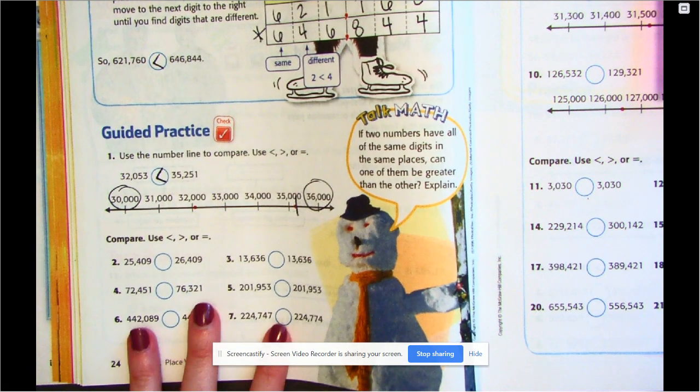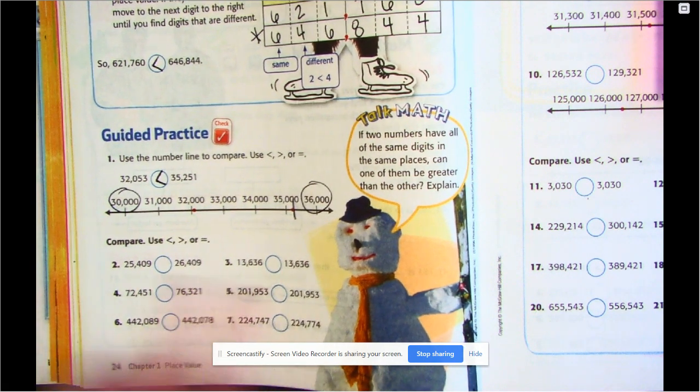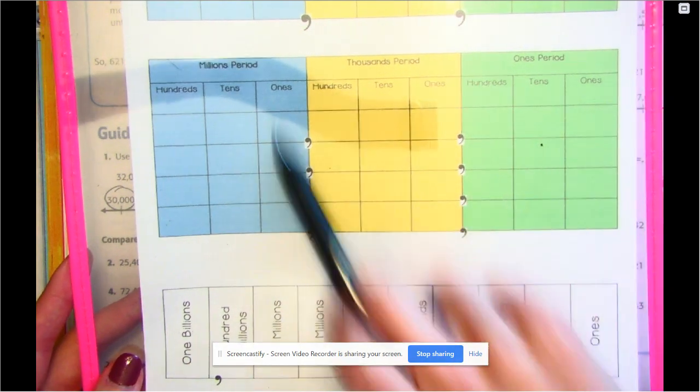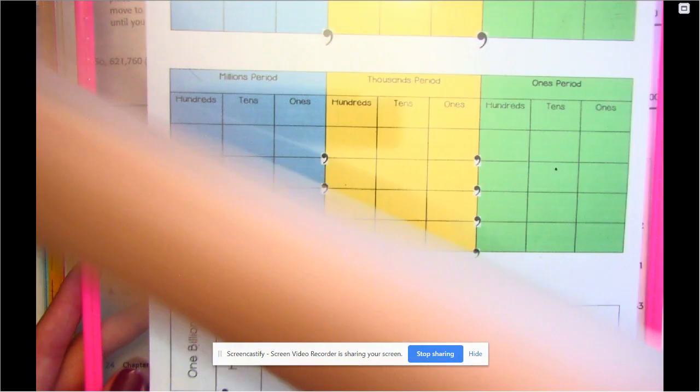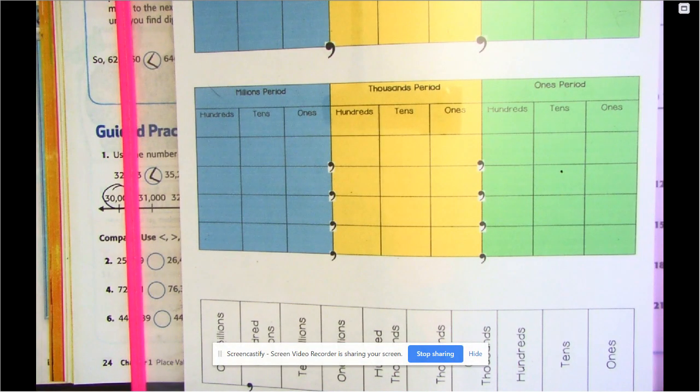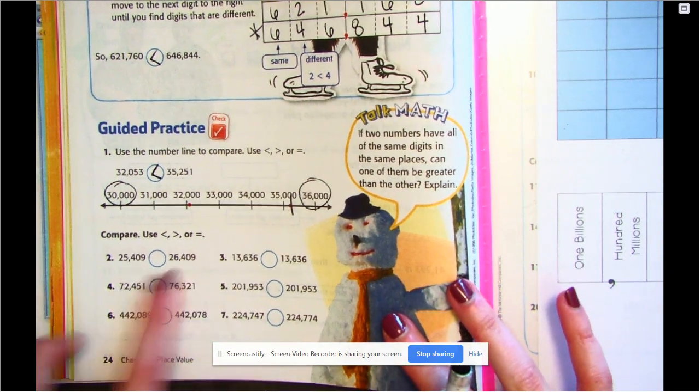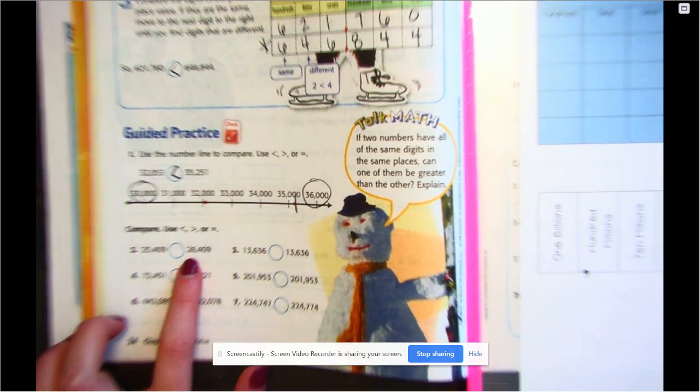So let's do the next couple. This would be a good spot, if you have any problems like this, to use this section of the place value chart that I sent out to you, because what I'm going to do is use this chart to figure out which one's bigger in this case. So I'm going to zoom out just a little bit.